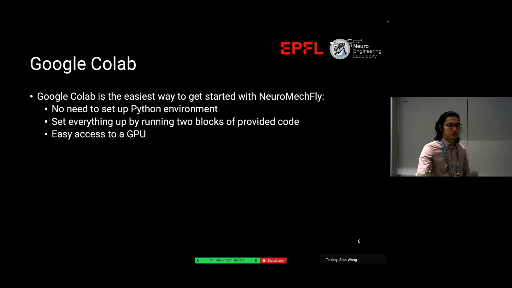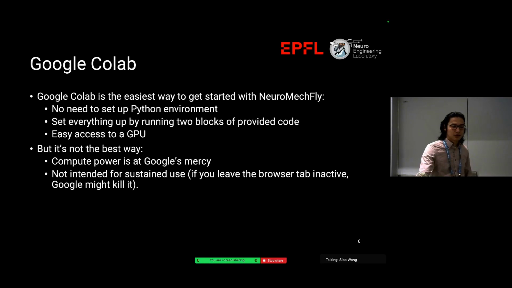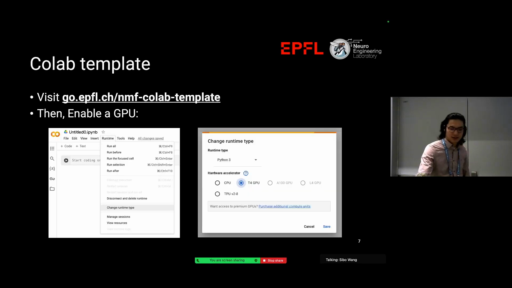And you can also get easy access to a GPU on Colab. It's not great though, because the computing power is kind of at Google's mercy. It varies from day to day. It's not really intended for sustained use. Like if you just leave the browser tab inactive for a few minutes or like 15 minutes, Google might just kill it. We have made this template notebook.